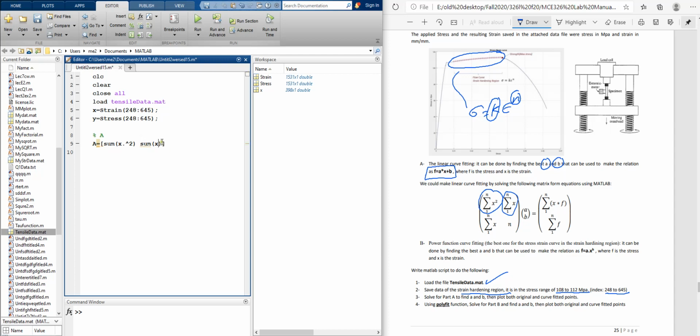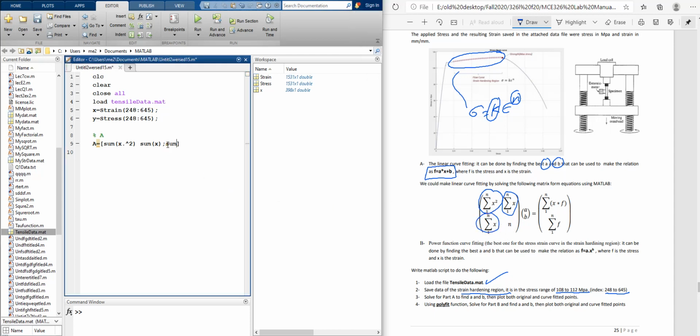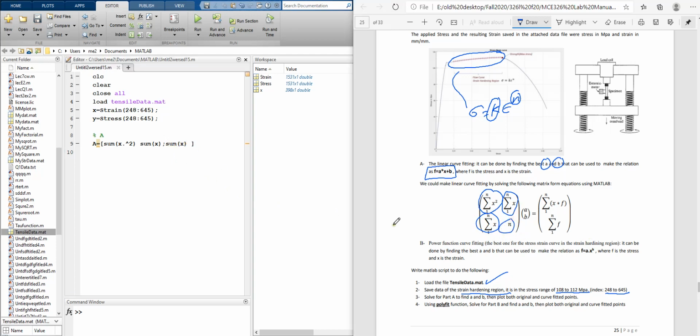Remember that x is the strain. Then go to next line. This element, sum of x also. Write sum of x. Next one here, it is n, number of data. Actual number of data, it is 398.